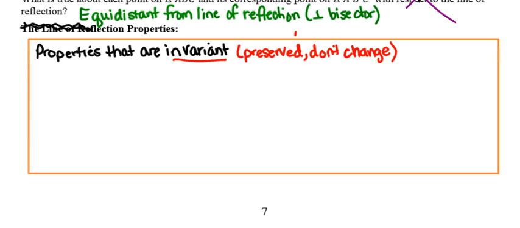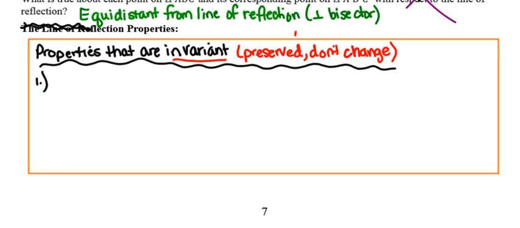So here are some properties that are going to remain unchanged, or invariant, under a line reflection. Number one, distance. Distance remains the same. The distance between two points in the pre-image is going to be the same as the distance between those corresponding points in the image. Number two, angle measure. Something that's a 90-degree angle in the pre-image will also be a 90-degree angle in the image.